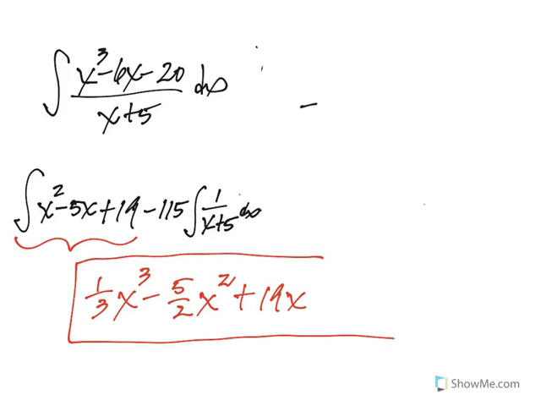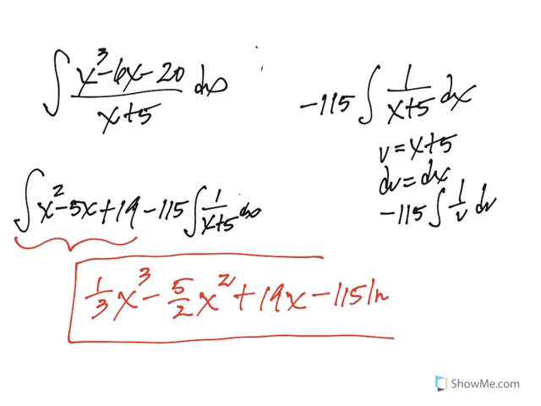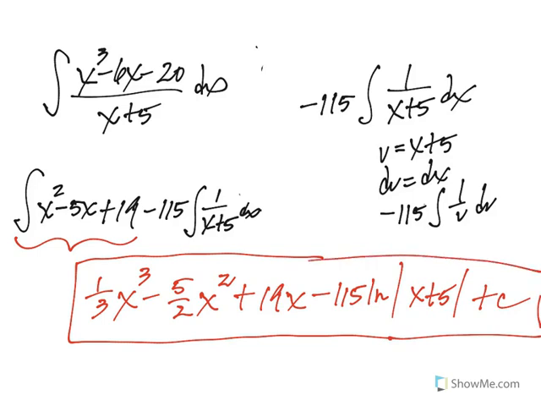All right, so let's go ahead and take this over here, negative 1/15 times the integral of 1 over x plus 5 dx. You'll notice here that I need to use u substitution on this because x plus 5 is not x. So my u is x plus 5. My du is dx. This gives me negative 1/15 times the integral of 1 over u du, which of course we know anti-derives to negative 1/15, the natural log of the absolute value of x plus 5 plus c. And that finishes out that problem.